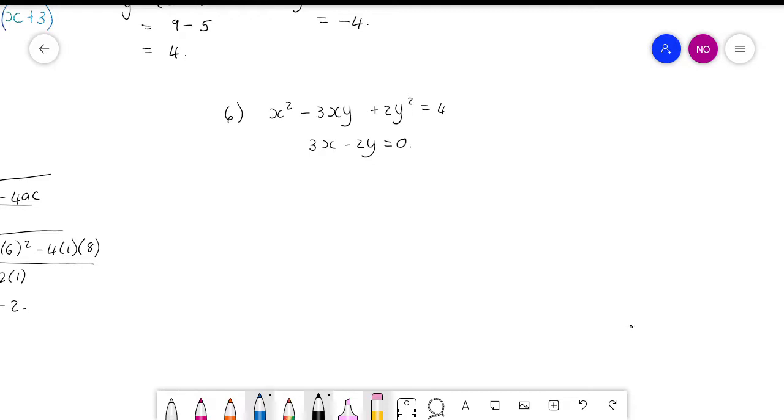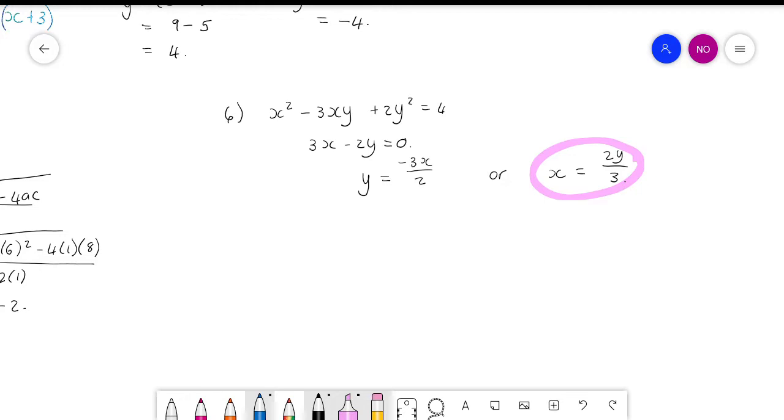So you can either write it as y is equal to negative 3x over 2, or you could have written x is equal to 2y over 3. I prefer this one simply because then we're not working with a negative and a fraction. Okay, but you could have used either one of those.